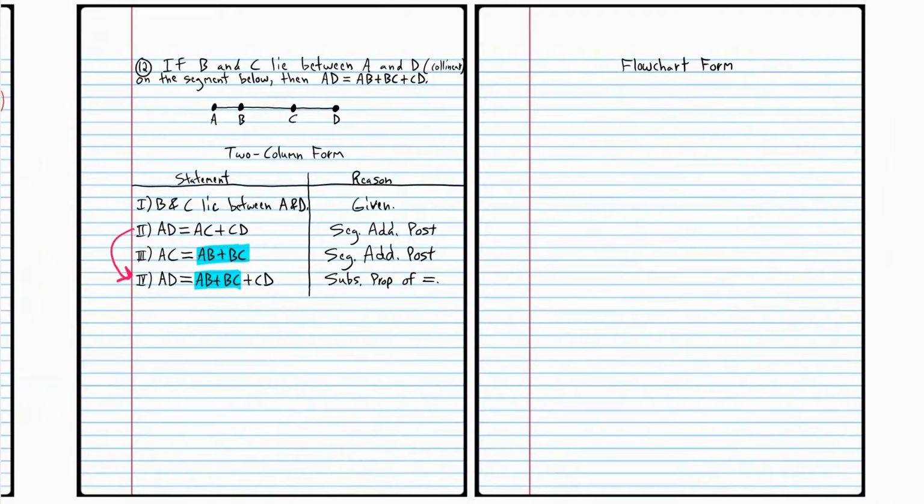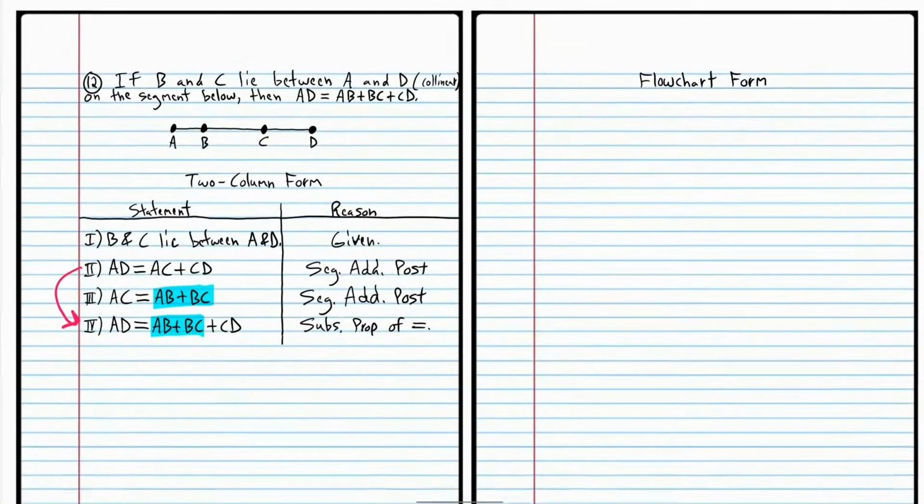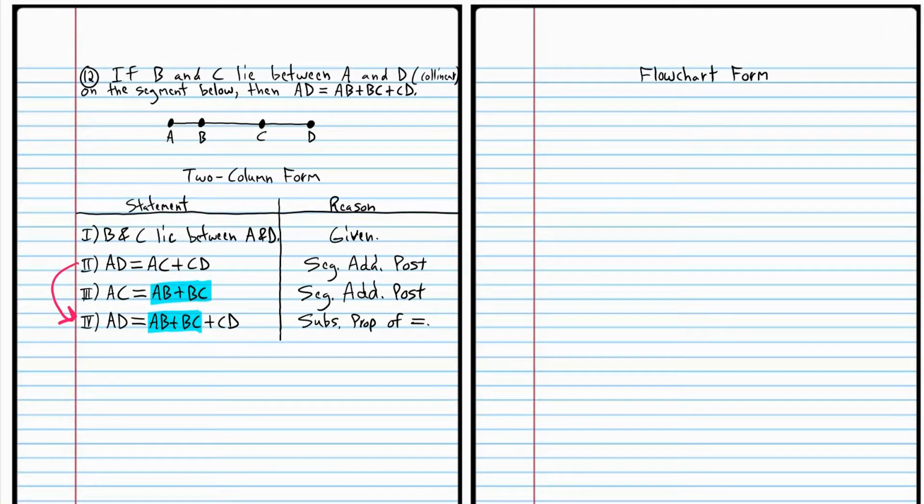So we have another 2-column proof here. And this proof looks like it's going to be difficult, but it's really not. As you can see, it's only 4 steps. If B and C lie between A and D, in other words, if they're collinear, in geometry, if it says a point lies between, that means that it just assumes that they're collinear.